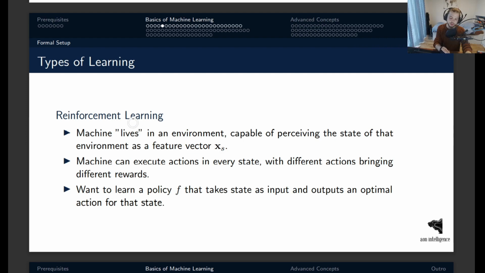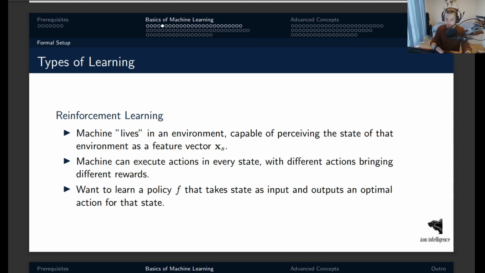Now, this learning scenario is what people usually think about when talking about machine learning. And this is reinforcement learning. In reinforcement learning, a machine lives in an environment, and this machine is capable of perceiving the state of that environment as a feature vector x_s. And the machine, similar to a game, can execute actions in every state that it perceives, and every action brings different rewards. And the machine learns a policy or strategy F, and the policy has as input the state, and it should output the optimal action for that state.